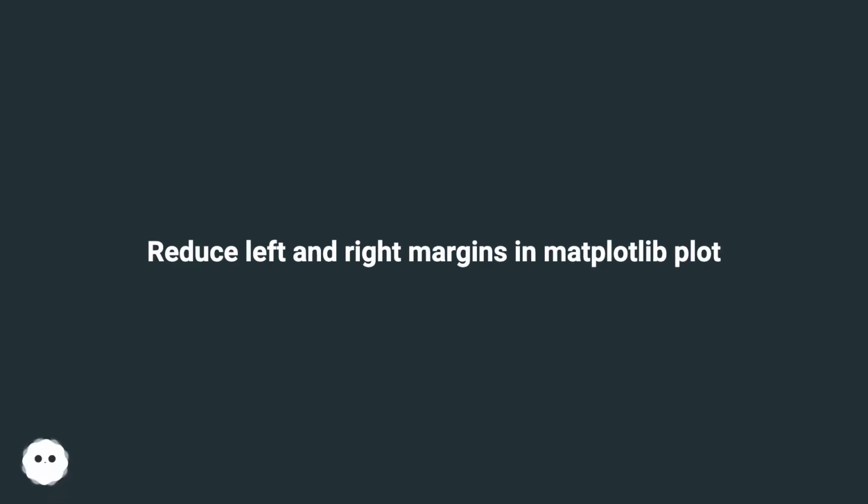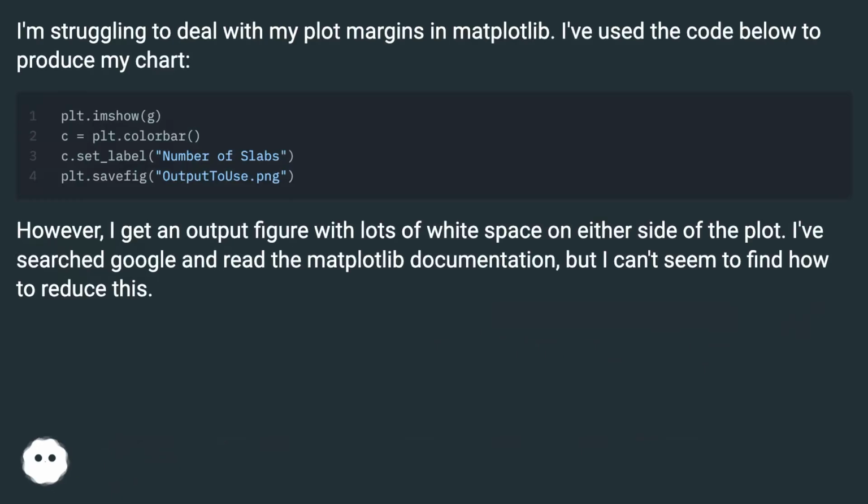Reduce left and right margins in Matplotlib plot. I'm struggling to deal with my plot margins in Matplotlib. I've used the code below to produce my chart. However, I get an output figure with lots of white space on either side of the plot. I've searched Google and read the Matplotlib documentation, but I can't seem to find how to reduce this.